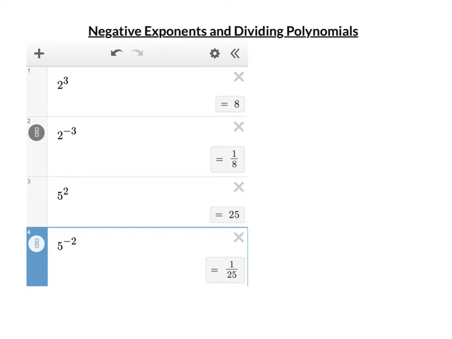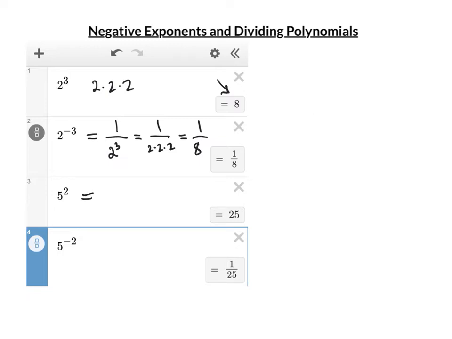This is from Desmos, the graphing calculator. I went to Desmos and punched these in. 2 cubed is 2 times 2 times 2. 2 times 2 is 4 times 2 is 8. There's our 8. That's good. 2 to the negative third is 1 over 8. Take a look again at that previous page. This is in fact 1 over 2 to the third, which is 1 over 2 times 2 times 2. And yes, that is 1 over 8.